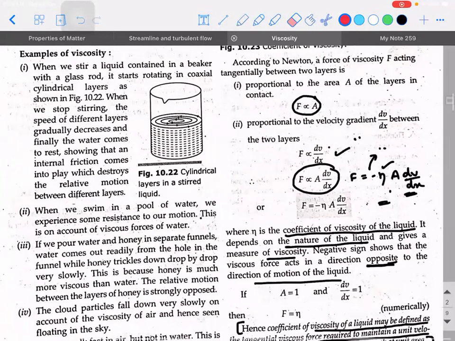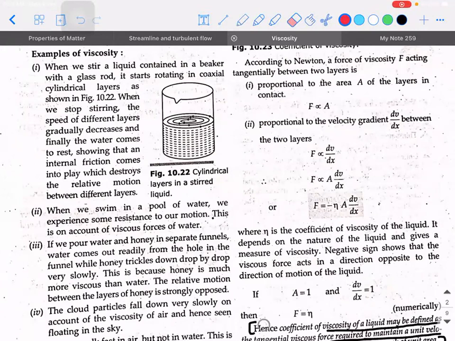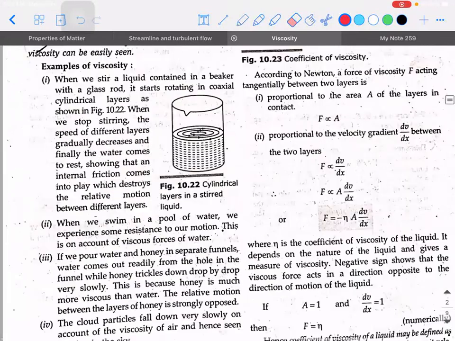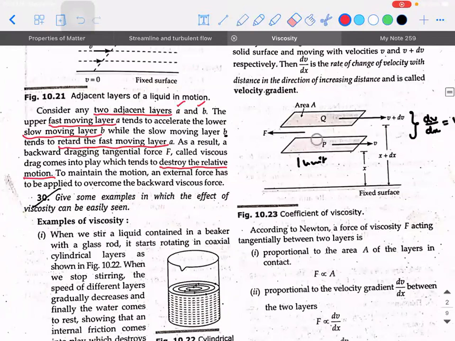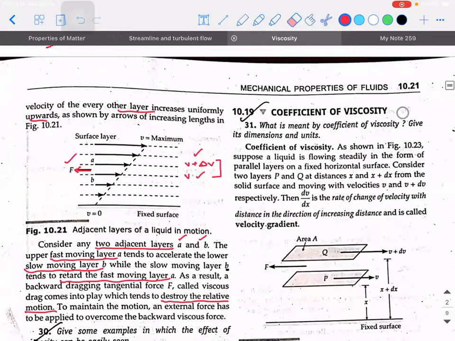Yes, sir. Now we will be looking into some mathematical details of how to calculate this viscous force. Let's see. So we'll first calculate what is this coefficient of viscosity. We'll try to understand.